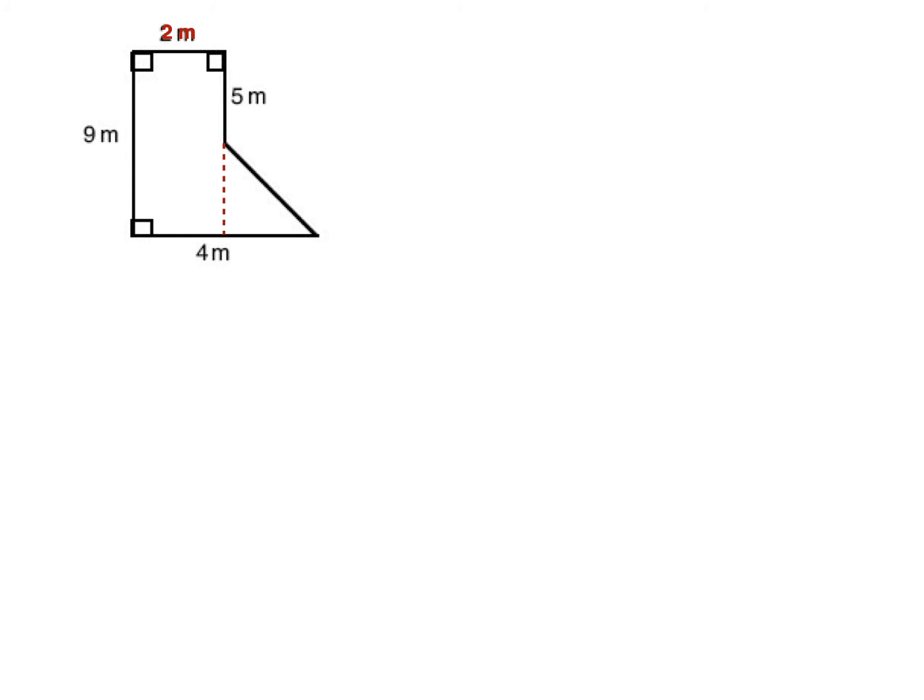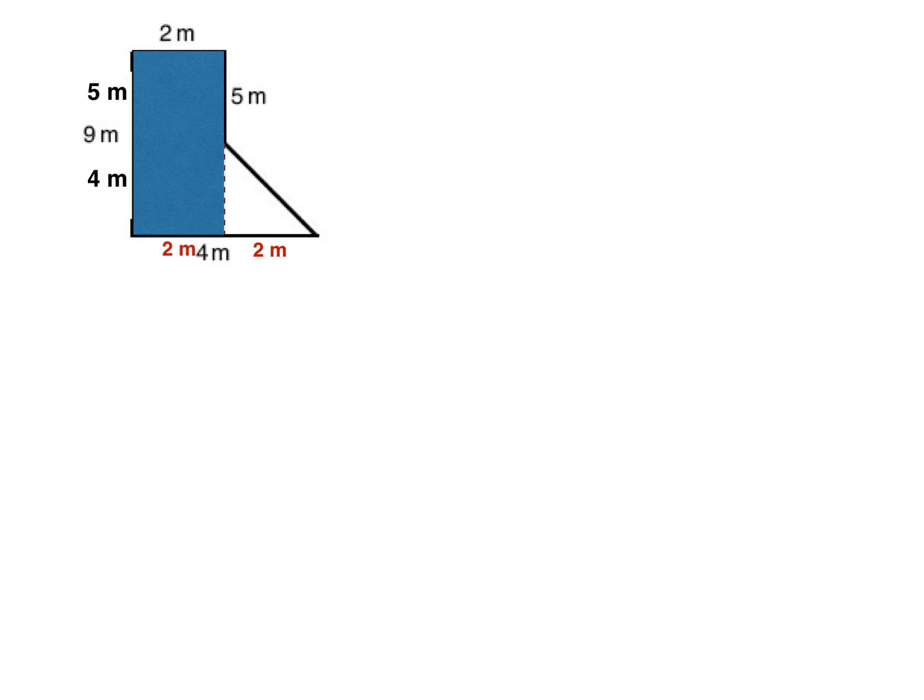If the width of the rectangle is 2 meters, then that also applies to the bottom, so we can bring that 2 meters down. If the total length is 4 meters, then that means the base of the triangle also has to be 2 meters, because 2 meters plus 2 meters equals 4 meters.